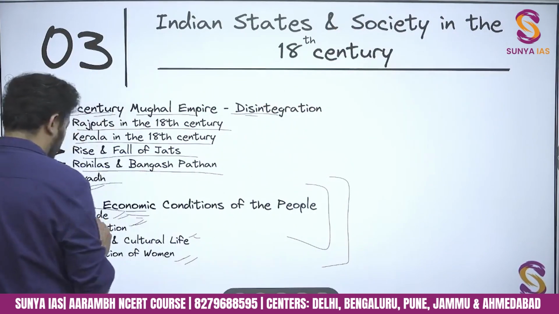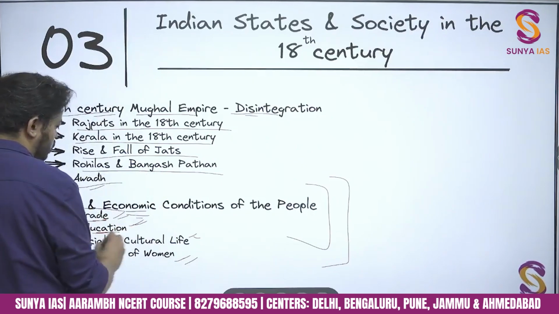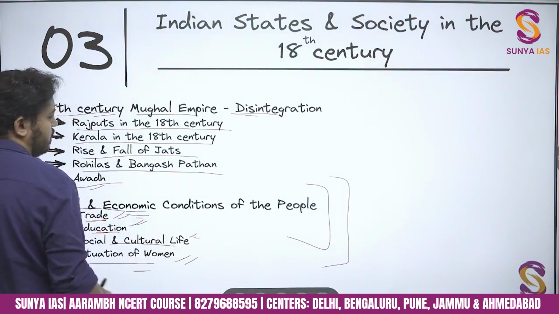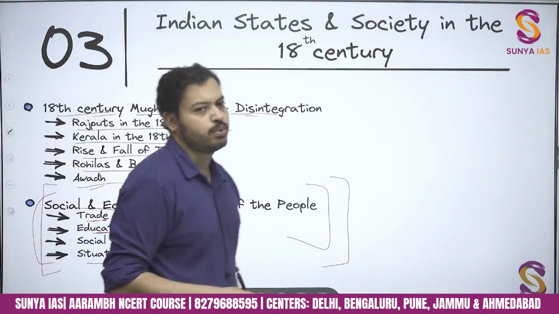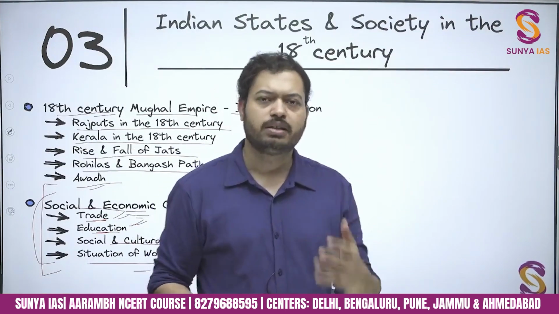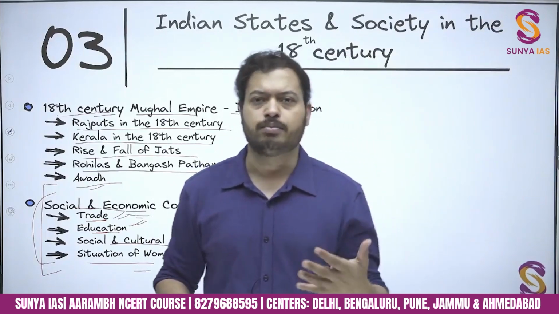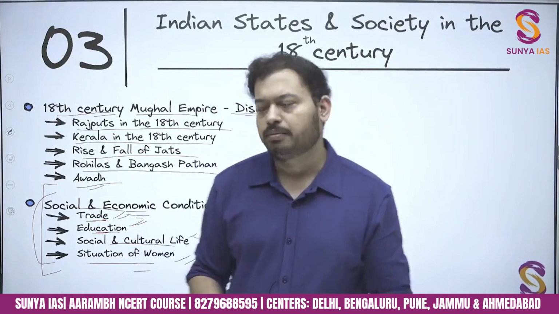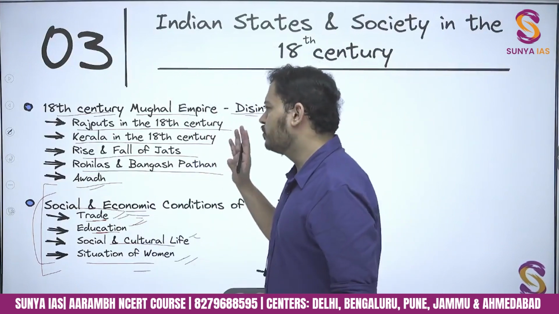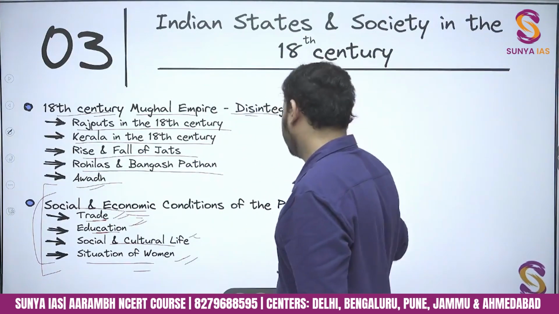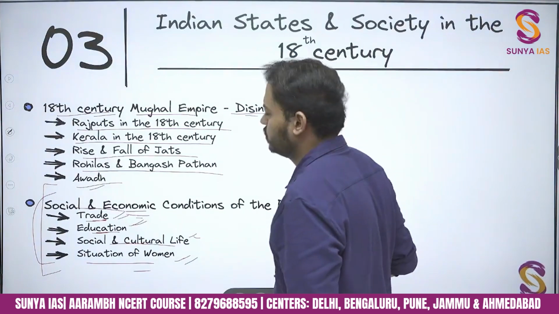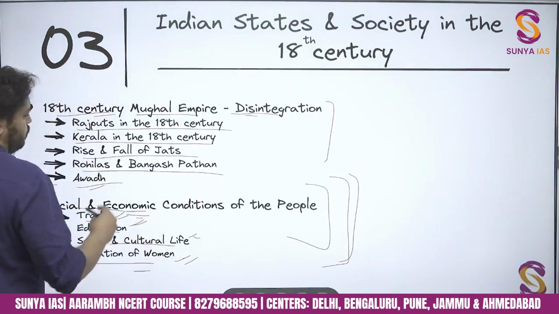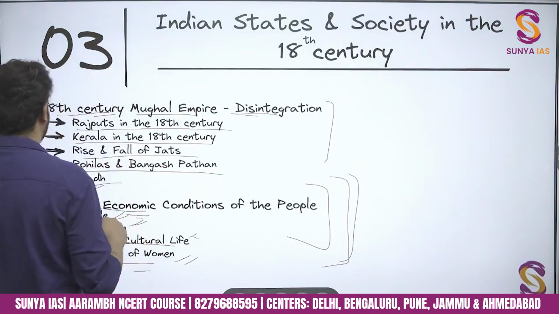So trade, education, social and cultural life of the people, the situation of women, these are something to which you are expected to give more importance. If questions come from this chapter, they will come from this section. The chances of a question coming from the top section are lesser, the bottom section more so. Don't think that because the top section looks better, it is important. Not that.